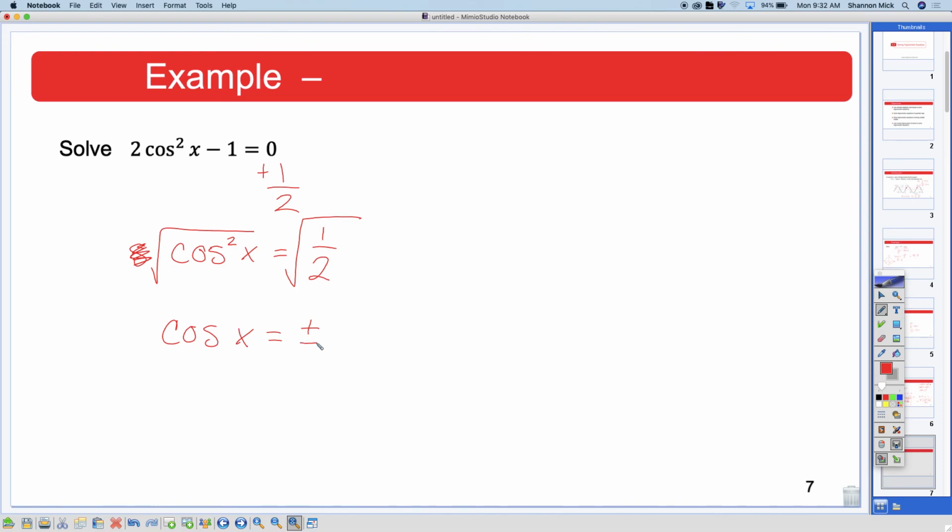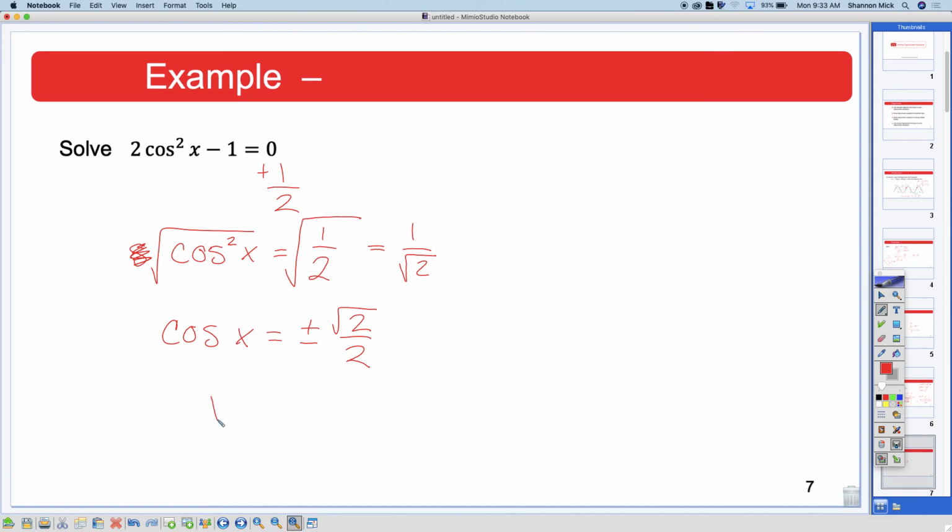Okay, so the square root of 1 is what? 1, and the square root of 2 is the square root of 2, so I can't leave it like that. It's square root of 2 over 2. So I want plus and minus. So how many times is cosine positive? 2. How many times is it negative? 2. So how many answers are you going to have? 4. You're going to have all 4 quadrants, right?